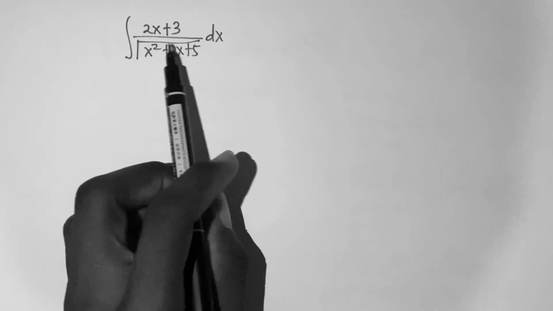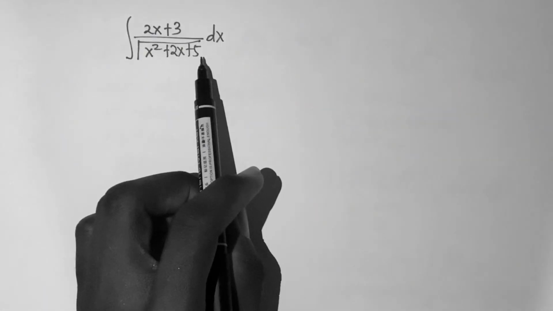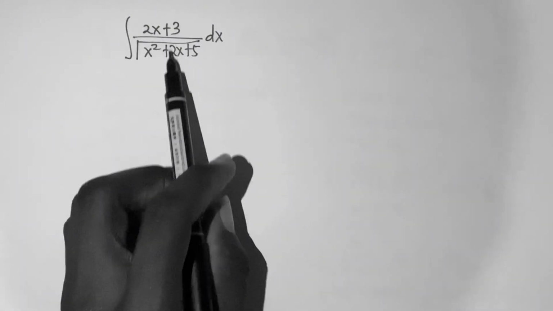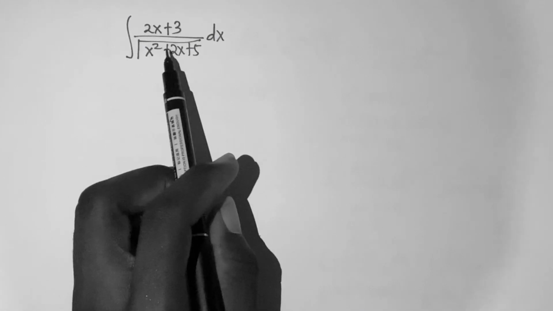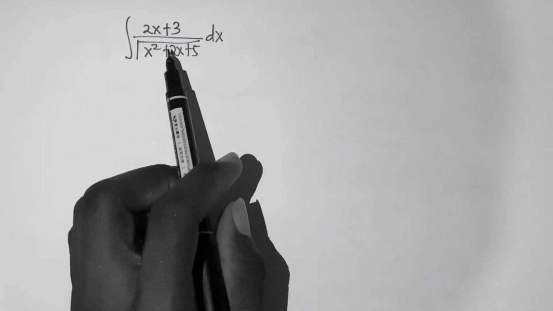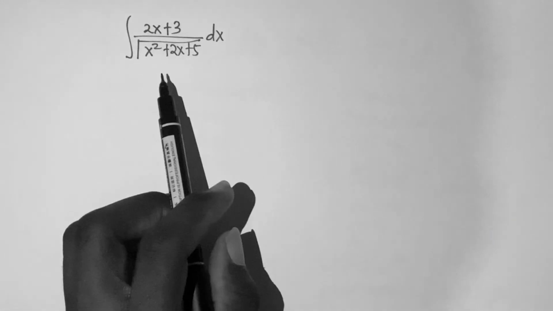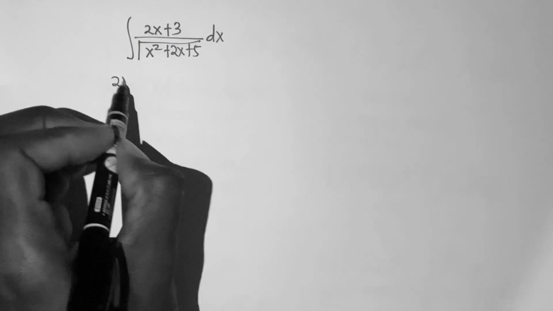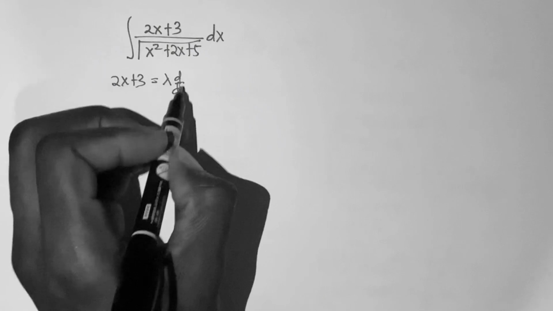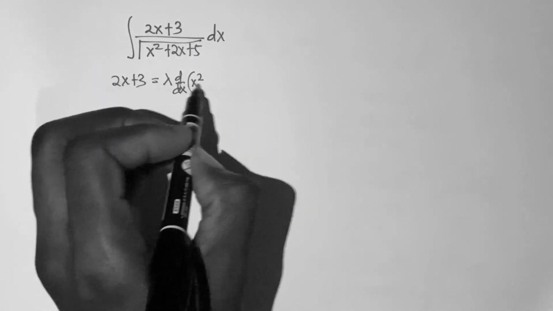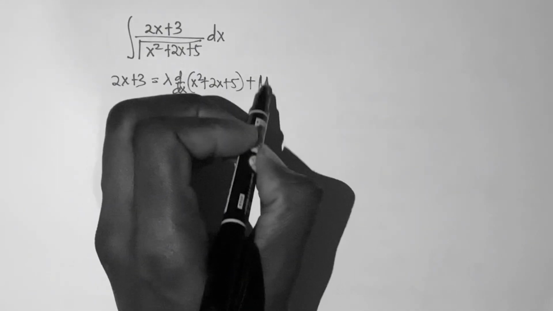Integrate (2x plus 3) divided by the square root of (x squared plus 2x plus 5) dx. So if you differentiate x squared, you see that we get 2x. Now if you differentiate 2x, we will get 2, which is different from 3. So what we will say is that 2x plus 3 is equal to lambda d/dx of the denominator, which is x squared plus 2x plus 5, then plus mu.